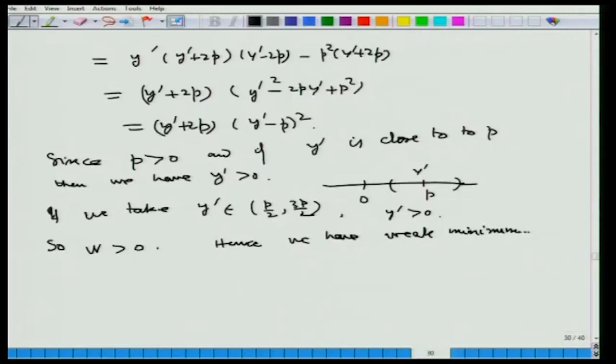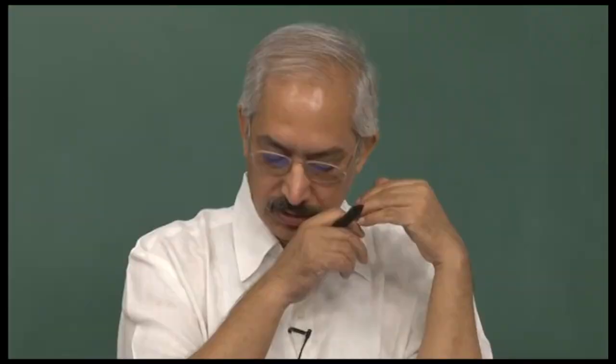Since here the sign of w depends on y prime, it is actually in the first order proximity, because y prime will have to be close to p. That means the derivatives of these nearby functions should be close enough. So, that is the first order proximity which was defined earlier.